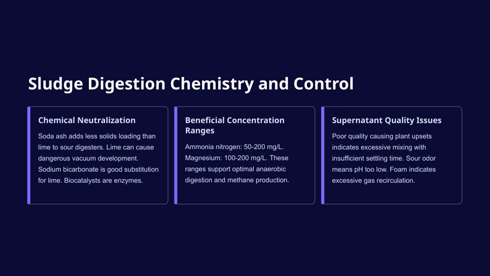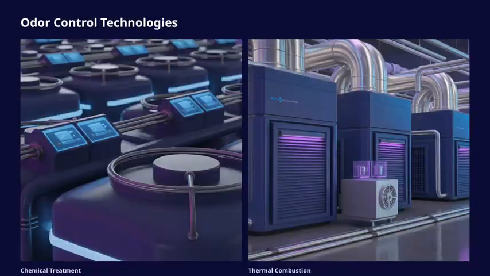Finally, let's discuss supernatant quality issues. If the supernatant is of poor quality and causes plant upsets, it often indicates excessive mixing with not enough settling time. A sour odor suggests that the pH is too low, which can hinder the process. And if you notice foam, it usually points to too much gas recirculation. Recognizing these signs allows us to troubleshoot and maintain a healthy digestion process, ultimately supporting the overall efficiency and stability of our plant operations. Let's take a closer look at odor control technologies.